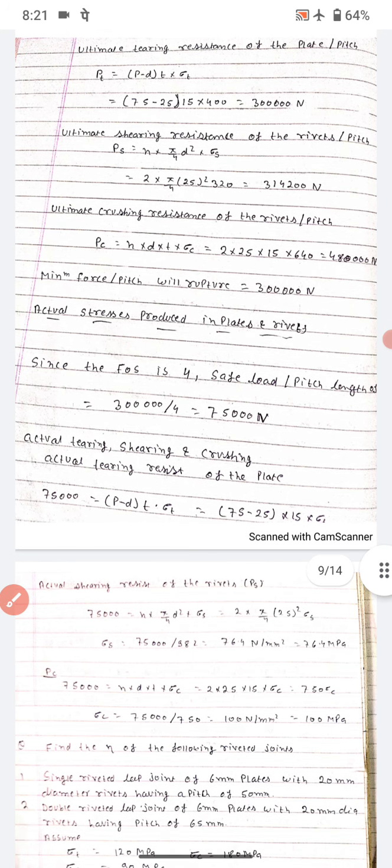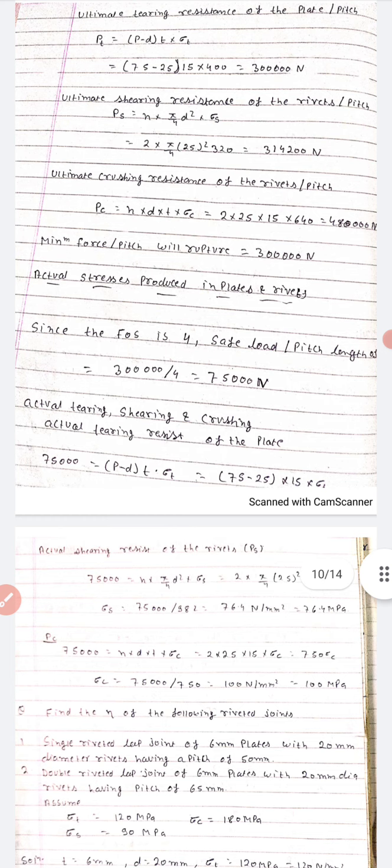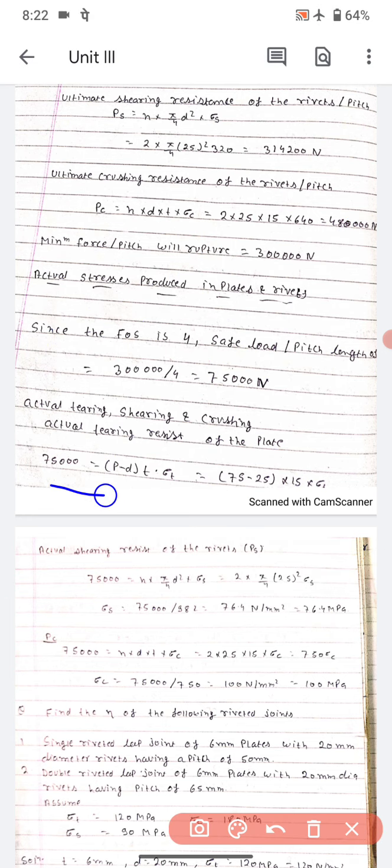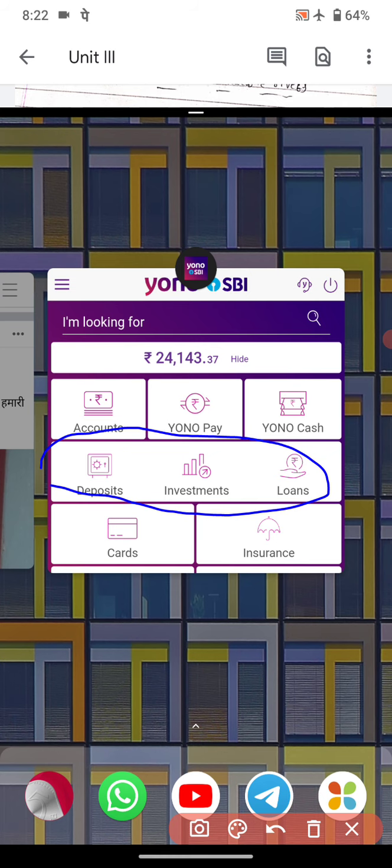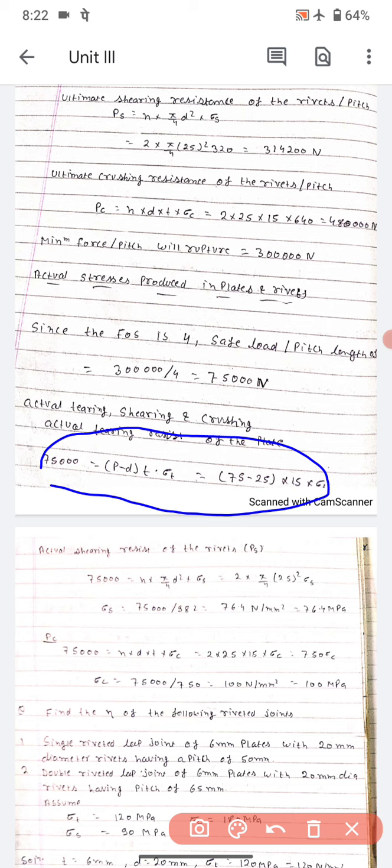Now, actual tearing, shearing and crushing will be calculated by use of 75,000 Newton, that is the permissible stress value. Now you can see this: 75,000 is equal to (P minus D) into T multiplied by sigma T, and you have to find out the sigma T value from this. Okay, you can easily calculate it.